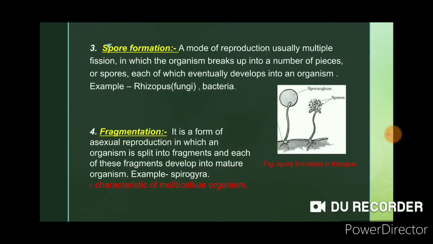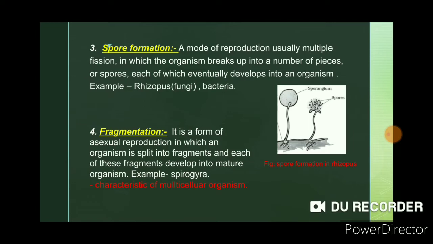Coming up next, we have spore formation. Spore formation is a mode of reproduction where usually multiple fission occurs. We have two types of fission, binary fission and multiple fission. We have studied this in smaller classes. Multiple fission, what does it mean? Here the organism breaks into a number of pieces, or number of spores we can say, and each of these spores develops into another organism when they land on a surface. Unless they are on a surface, they do not grow. When they reach the surface, they grow up into an adult organism. When they are in air, they cannot grow.